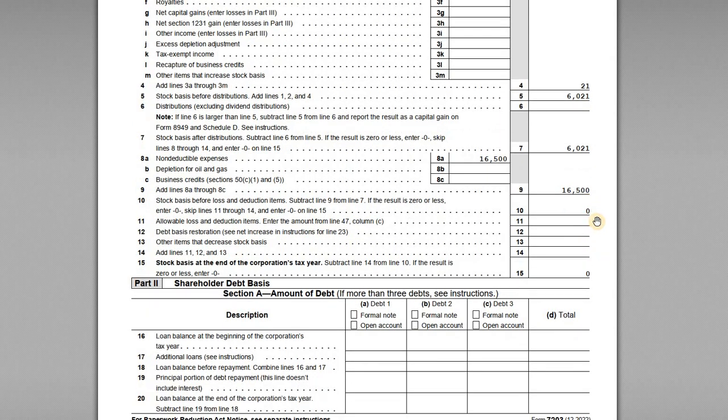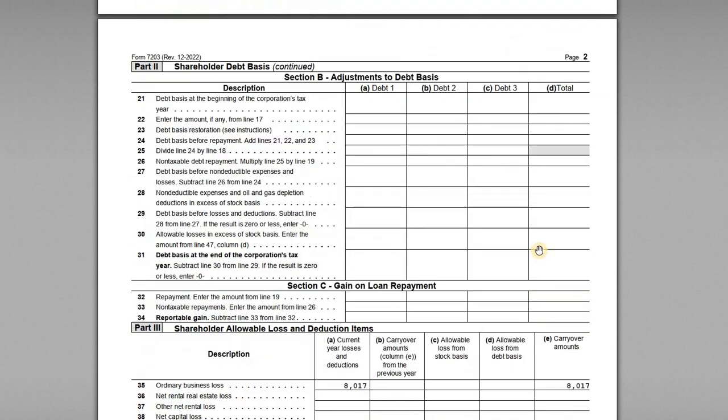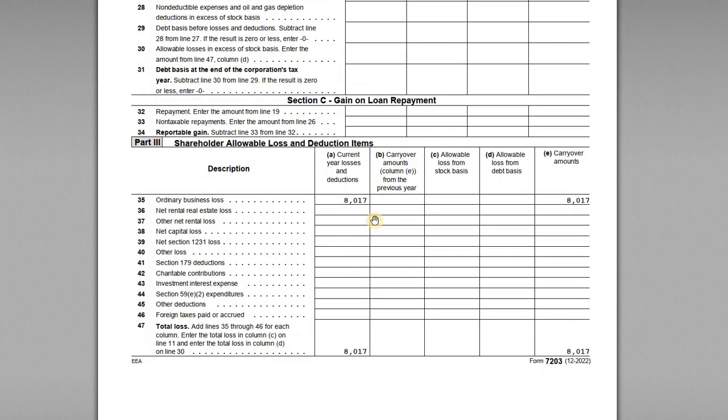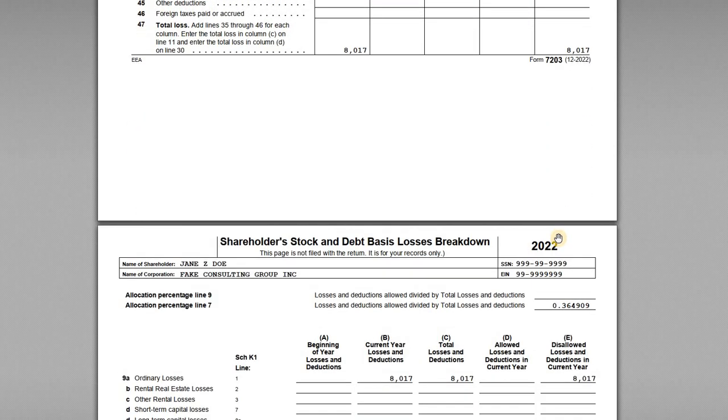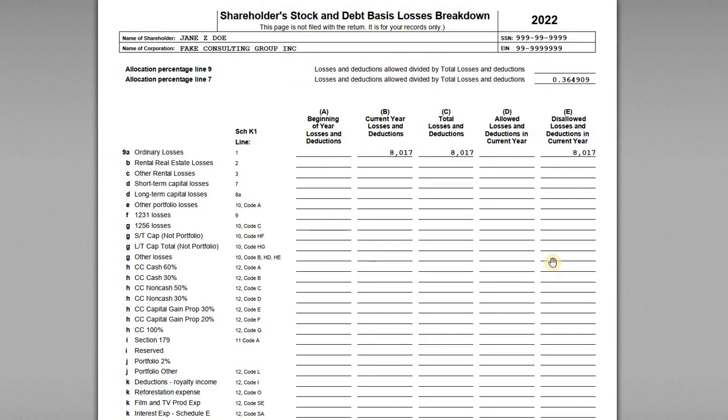Now that her stock basis is zero, right, because it's been completely eliminated from the non-deductible expenses, when we look at her allowable losses down in Part 3, this is the line 1 ordinary losses on our K1, $8,017. And in column C here, we see that the loss allowable from stock basis is 0, right? Because she has no stock basis. Her stock basis has been completely depleted because of the non-deductible expenses. So the carryover amount for Jane Doe here is $8,017 in ordinary losses. That's what's going to roll forward to next year. And then she is not going to have to carry forward any of the non-deductible expenses.